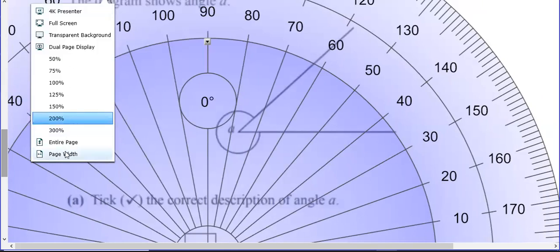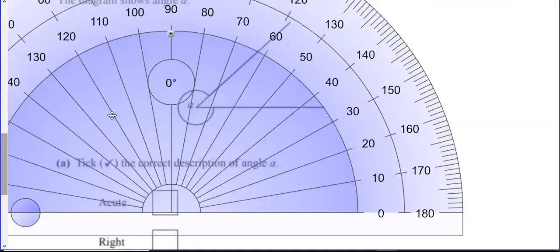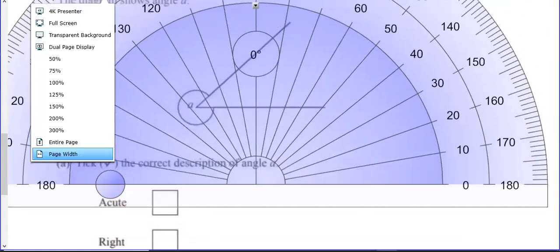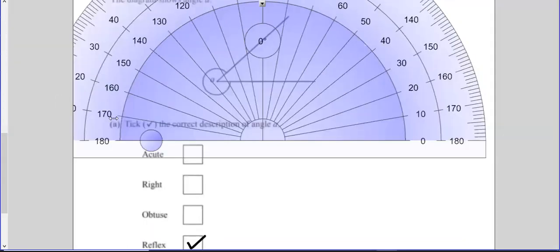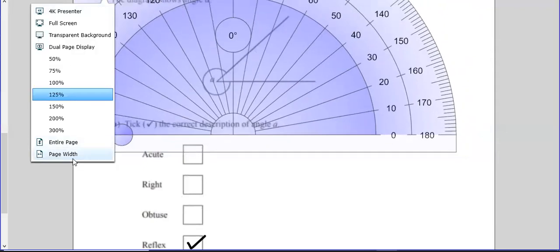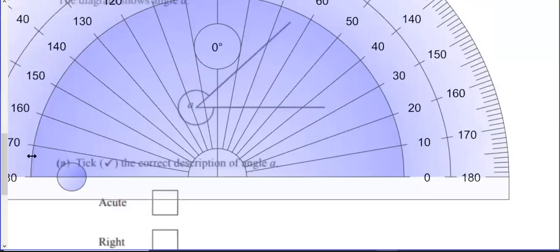Okay, so let us try to do this way. Okay, perhaps make it 125. Oh yeah, this looks good. Okay. All right, so there we go.